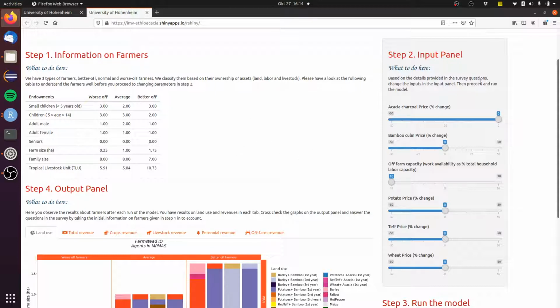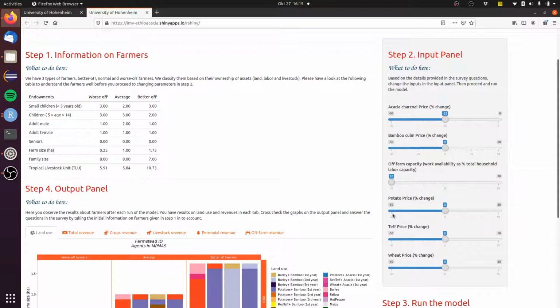And the second part is the input panel. The input panel is where you change the parameters or the values of parameters. For example, these are the parameters that we get from the model. We have 6 parameters in total. The first one is the price of acacia charcoal. The second one is the price of bamboo, and the third one is off-farm capacity, which is work availability as a percentage of the total household labor capacity available in the household.